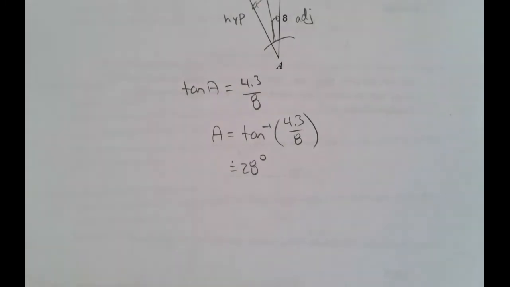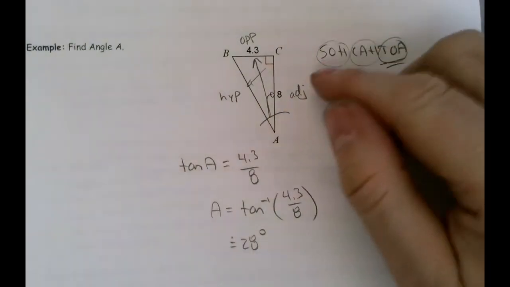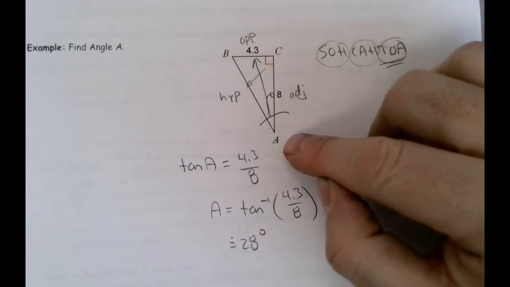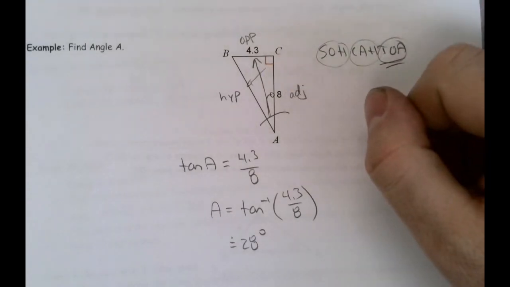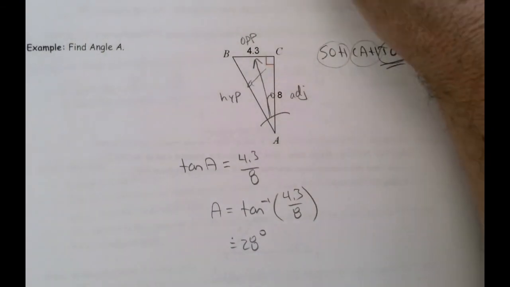And there we go. That's how you use trigonometry to find a missing angle. And remember, my choice of tangent here was simply responding to the sides that we were given and the angle that I'm asking for. Okay? That's how that works. So hopefully that helps make sense of that.